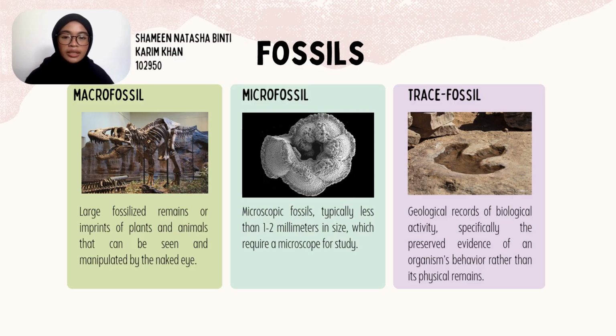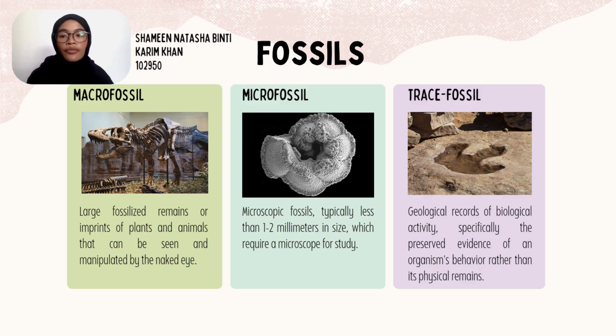Now we have fossils. There are three types of fossils, which are macrofossil, microfossil, and trace fossil. Macrofossils are large fossilized remains or imprints of plants and animals that can be seen with the naked eye. As you can see here, there is a macrofossil of a dinosaur bone, and due to its large size, we don't need equipment to see or study it.